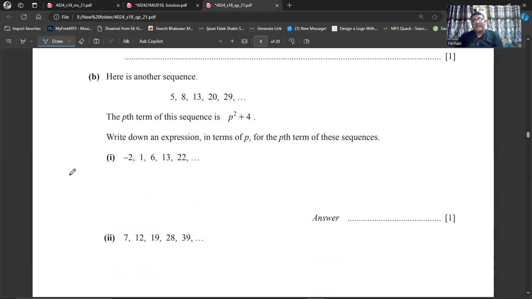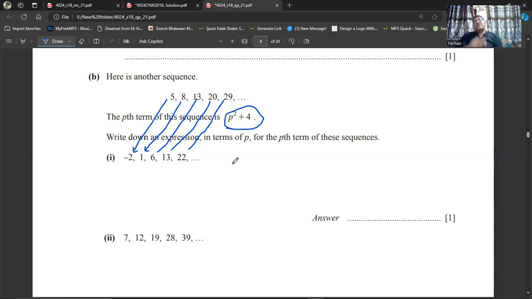Its pth term is given. Write down an expression in terms of p for the pth term of this sequence. So first of all, I will have to establish what is the relationship between these two. Here you have subtracted 7. Here you have subtracted how much? 7. Here you have subtracted how much? 7. Here you have subtracted how much? 7. Here you have subtracted how much? 7. So from this formula, I will subtract 7.